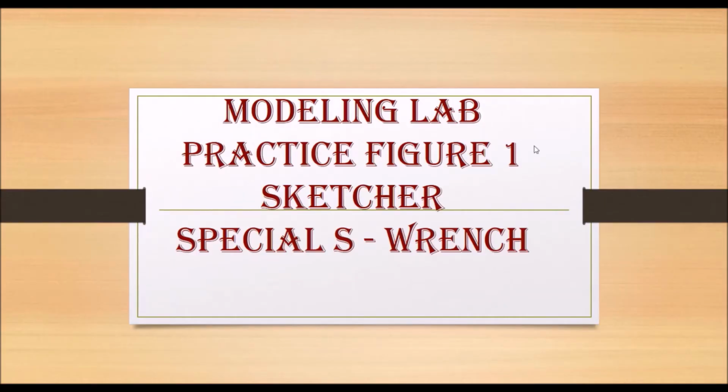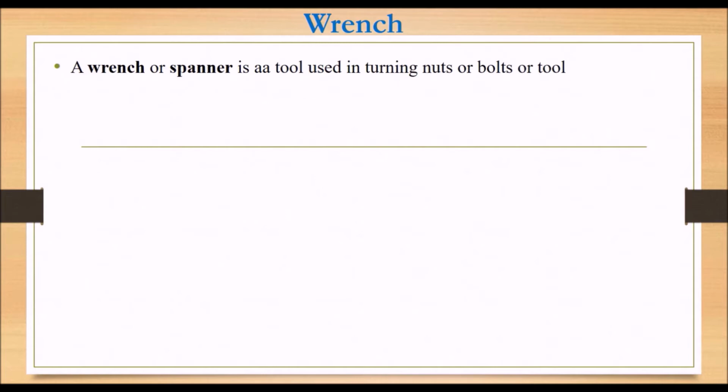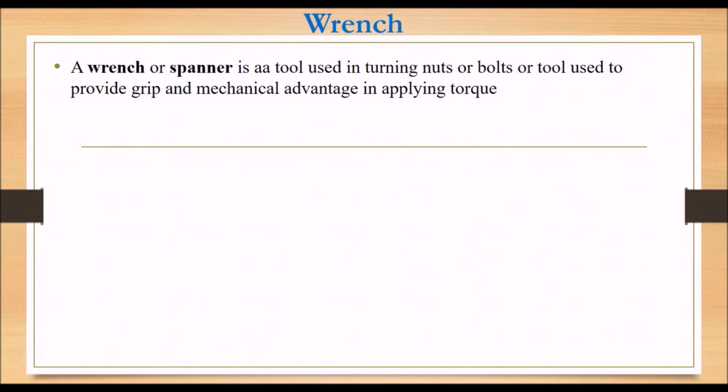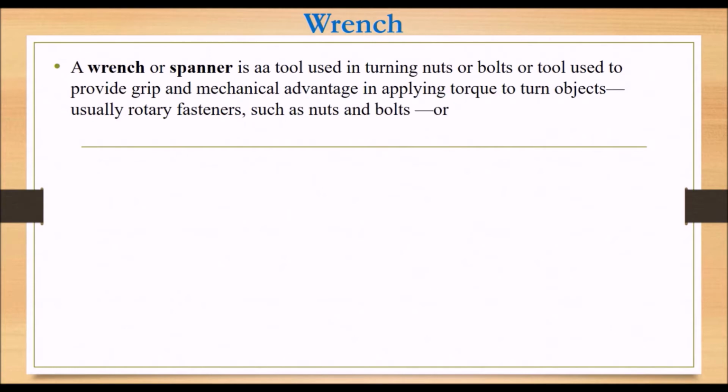Good morning, students. Today we are going to discuss how to draw special instruments in CATIA software. So coming to wrench, what is meant by wrench? A wrench or spanner is a tool used for turning nuts or bolts, or a tool used to provide grip and mechanical advantage in applying torque to turn objects.